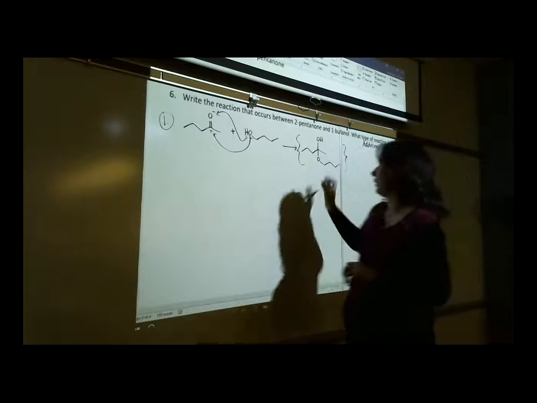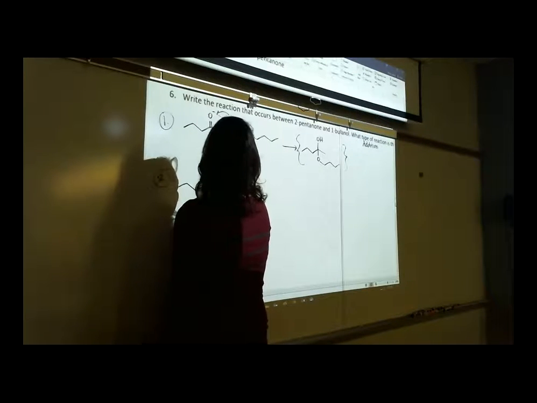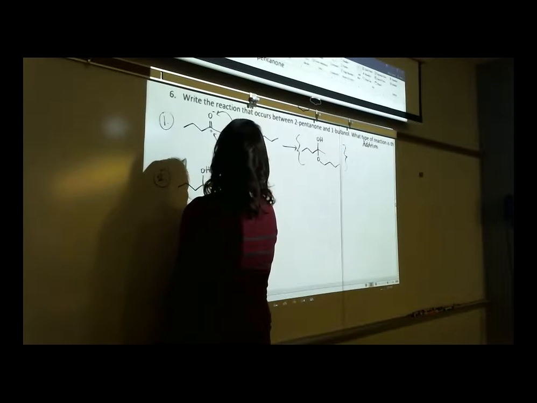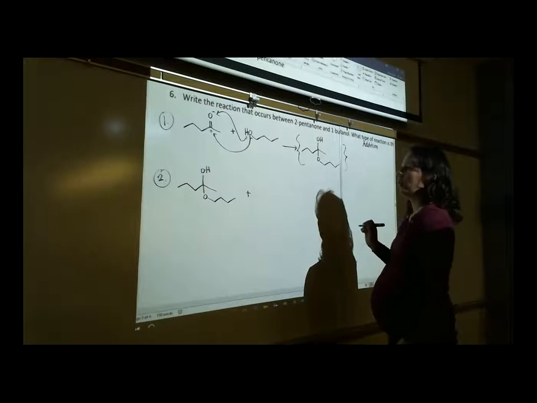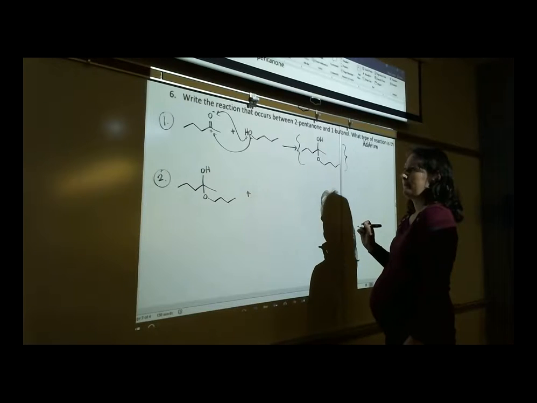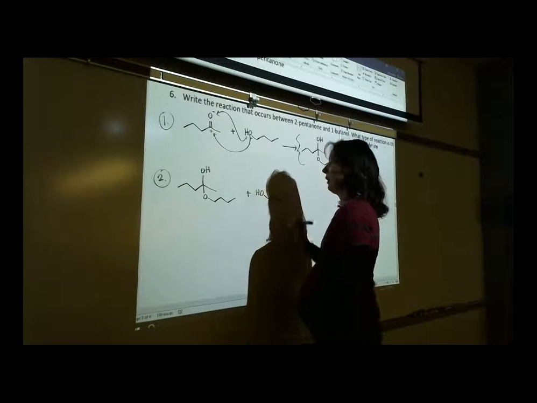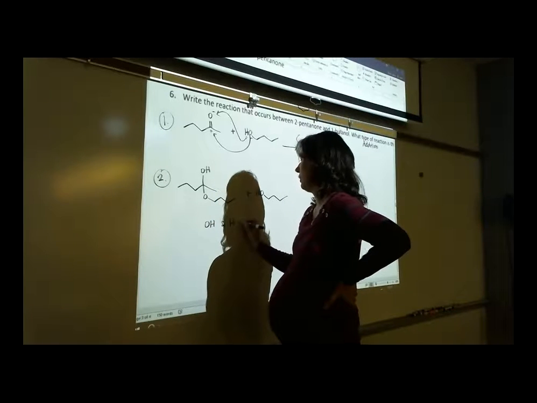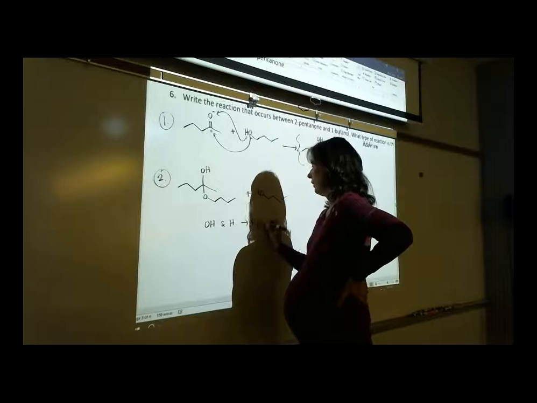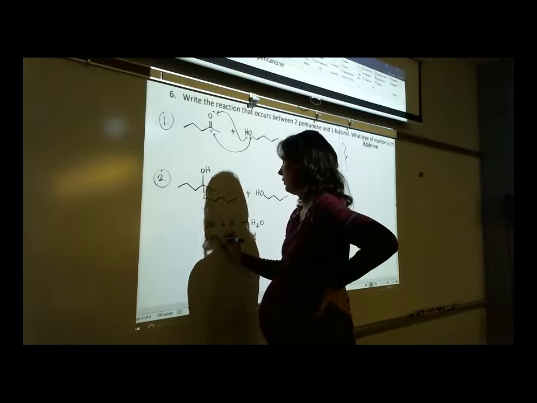And now in step 2, we're going to redraw our intermediate. So 1, 2, 3, 4, 5, OH, O, 1, 2, 3, 4. This is going to react with a second alcohol. It's going to take another one of these alcohols. And what's going to happen? OH and H make water, right? That's displaced.